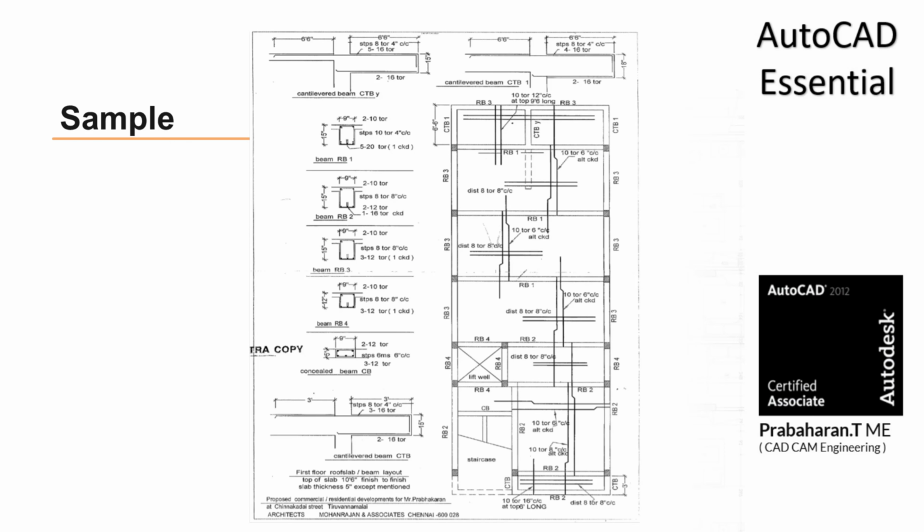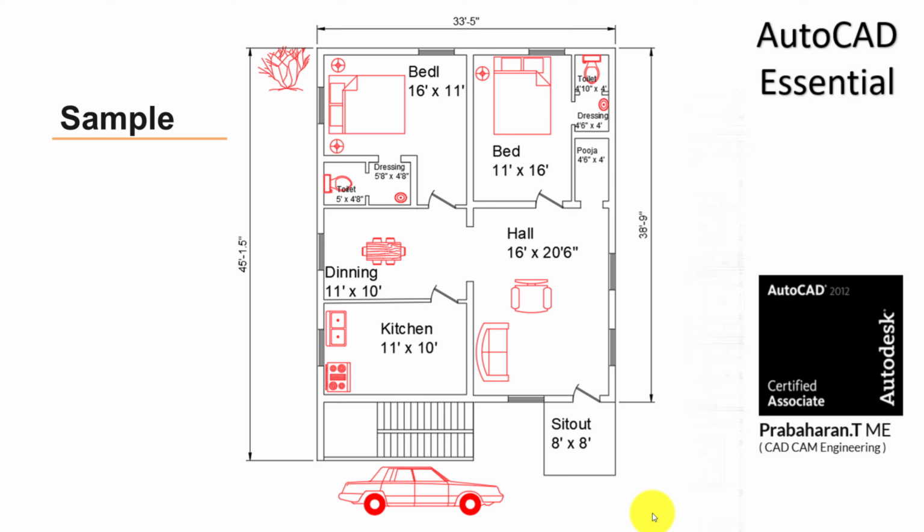And this is a sample architect drawing. We are going to do a small plan with all the interior information and the details with the pictures. We are going to represent it to the standards. Right, first we need to draw the plan. The overall length of the plan is 33 feet 5 inches and the width is 38 feet 9 inches. With the staircase we have 45 feet 1.5 inches.